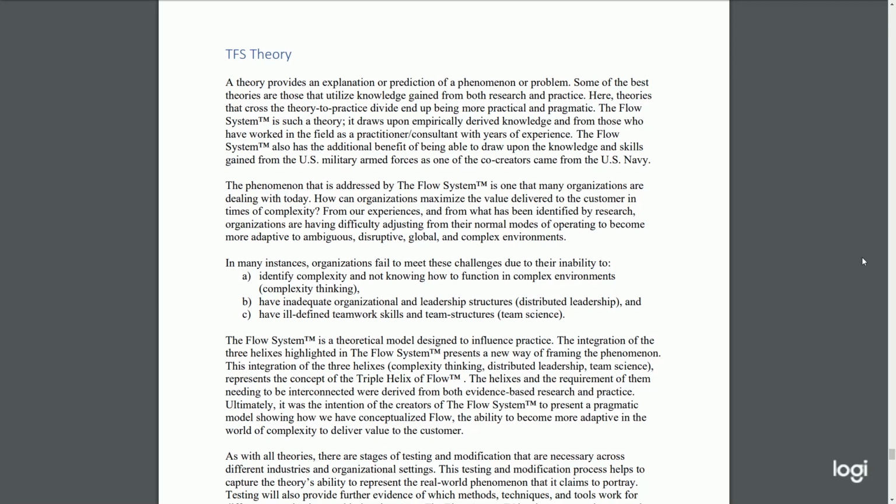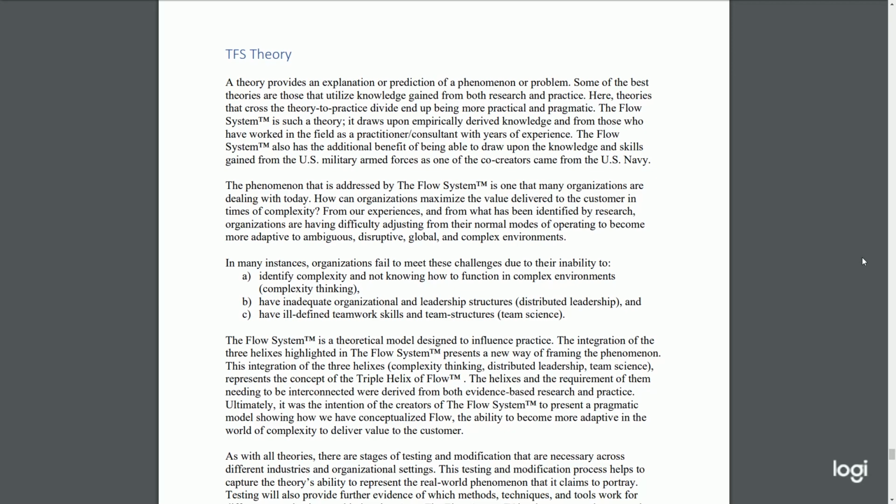The flow system is a theoretical model designed to influence practice. The integration of the three helixes highlighted in the flow system presents a new way of framing the phenomenon. This integration of the three helixes, complexity thinking, distributed leadership, team science, represents the concept of the triple helix of flow. The helixes and the requirements of them needing to be interconnected were derived from both evidence-based research and practice. Ultimately, it was the intention of the creators of the flow system to present a pragmatic model, showing how we can have conceptualized flow, the ability to become more adaptive in the world of complexity to deliver value to the customer.